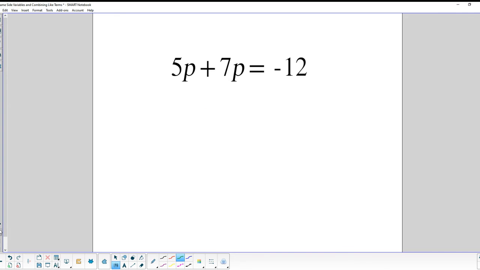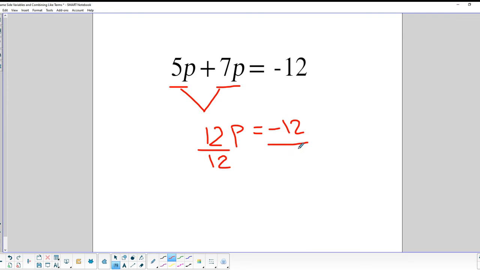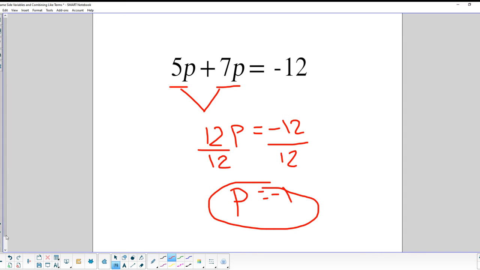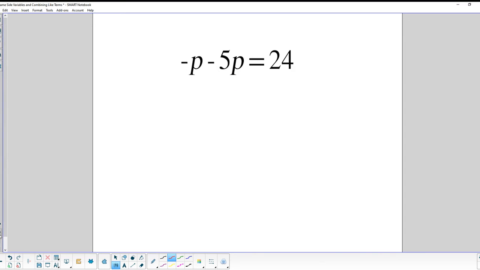Okay, here's another one that's very similar to the first one we just did, only in this case we got a different variable. So we got 5p and 7p. If you combine 5 and 7, you end up with 12p. All of that equals negative 12. And then you divide both sides by 12 to get p by itself. And so our final answer is p equals negative 1. So that would be the solution to that problem after you've collected the like terms.